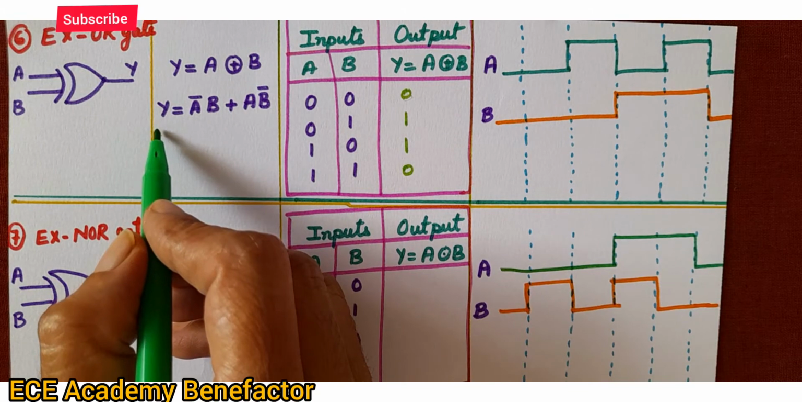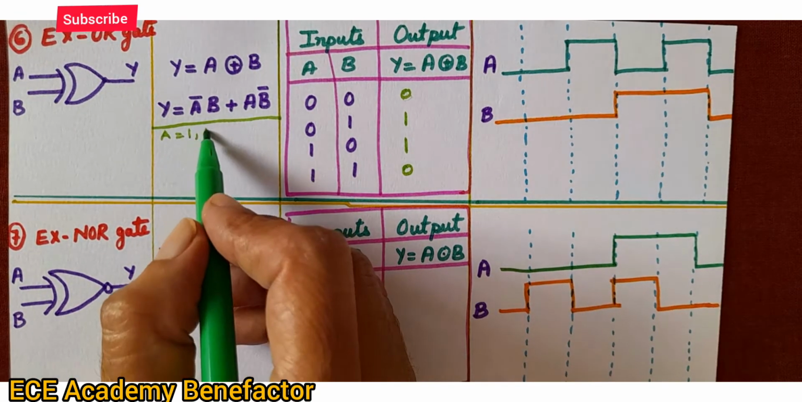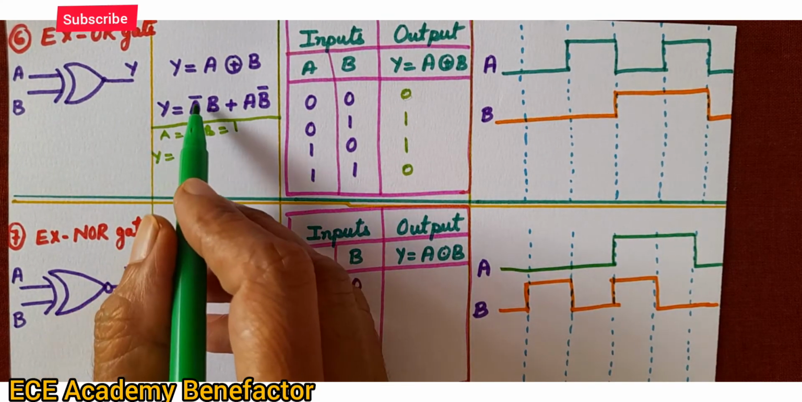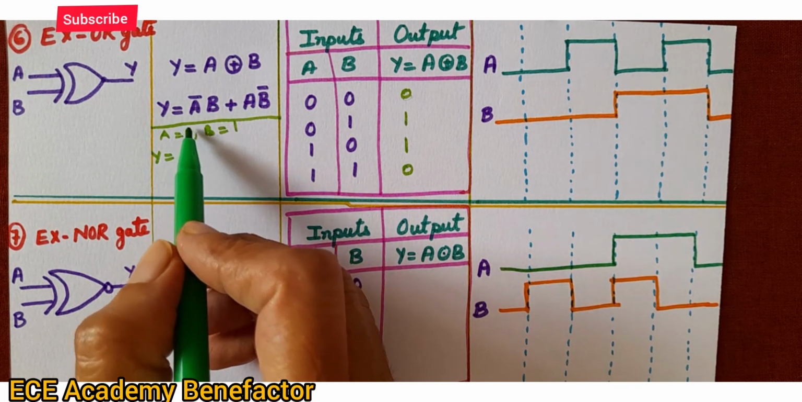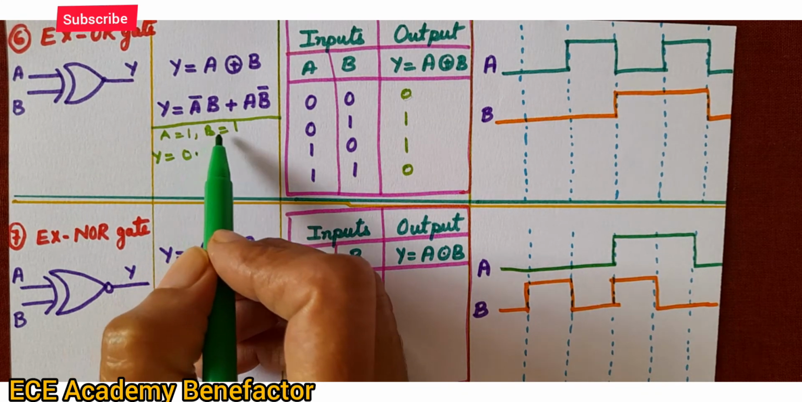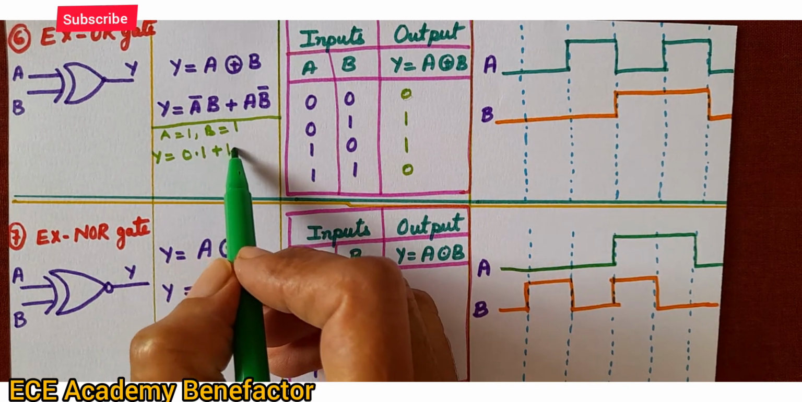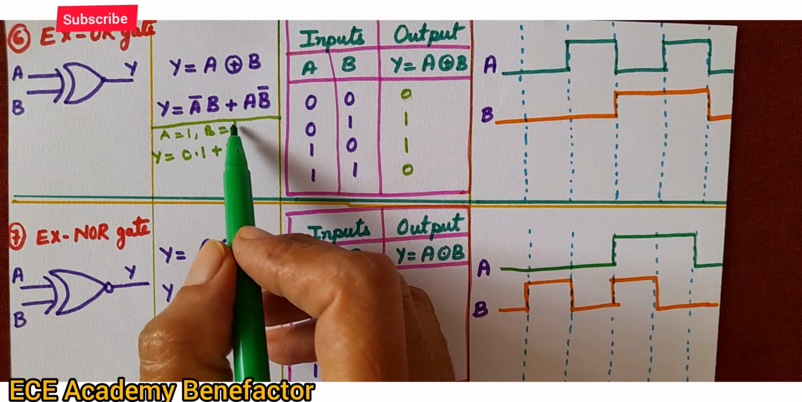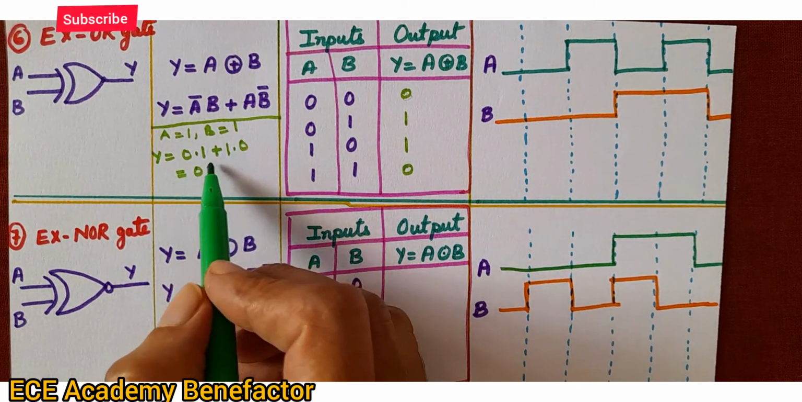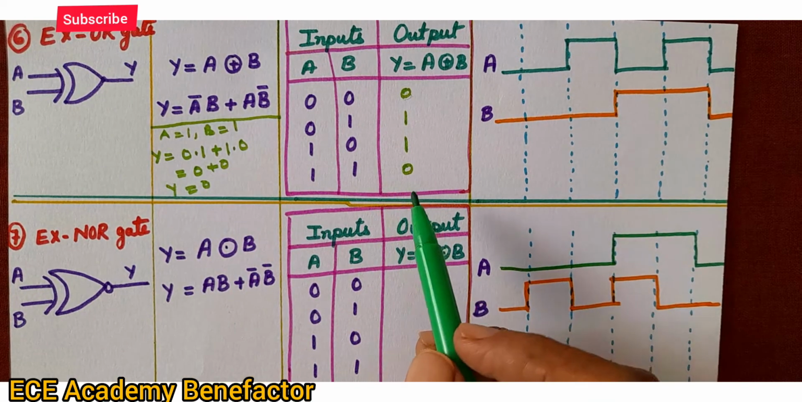When A is equal to 1 and B is equal to 1, let me put it in this expression: Y is equal to A bar B. A bar means the complement of this one. A bar will become 0. Dot B is 1, plus A is 1, dot B bar, which means B complement, will become 0. 0 dot 1 is 0. 1 dot 0 is 0. 0 plus 0 is 0.